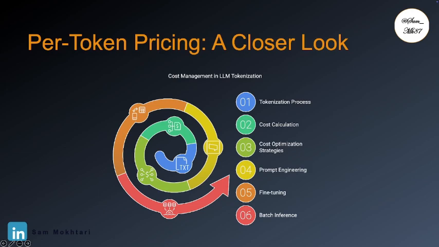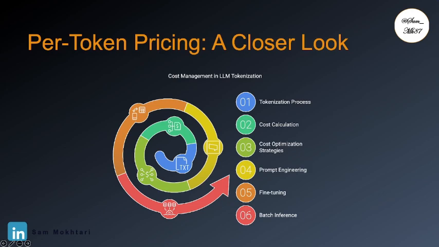Calculating cost in a per-token pricing model is straightforward. Multiply the number of input tokens and output tokens by the respective pricing and sum the result. For instance, if the input token cost is $10 per million and the output token cost is $30 per million, a request with 1000 input tokens and 330 output tokens would incur a cost of $0.02. To manage cost effectively in these cases, several strategies can be employed.